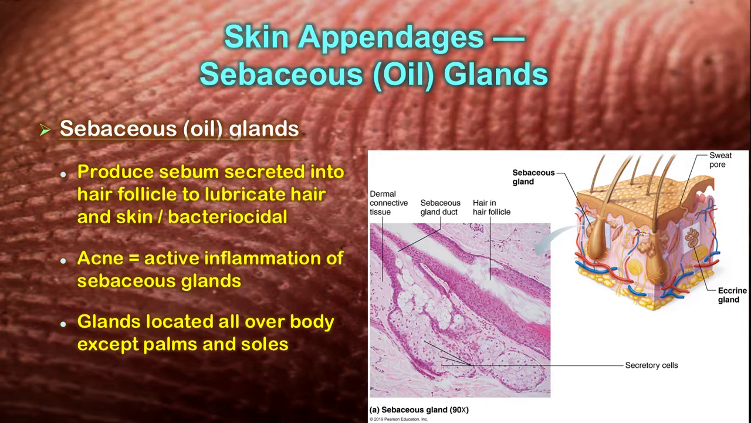All right. Acne. Fun stuff, right? Acne is an active inflammation of these sebaceous glands. Sebum gets stuck in the gland, and then it becomes inflamed. We'll look at a picture of that on the next slide. And finally, the glands are located all over your body, except on your palms and the soles of your feet. Why? Because that's thick skin, with no hairs for the sebaceous glands to live with.